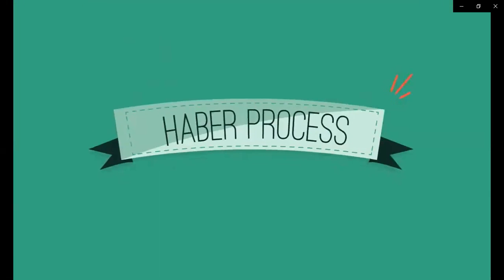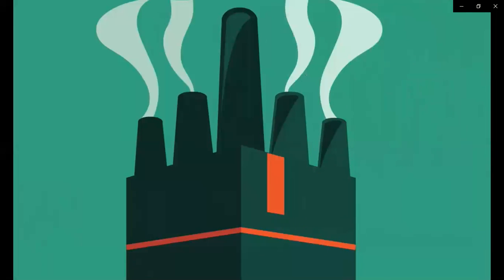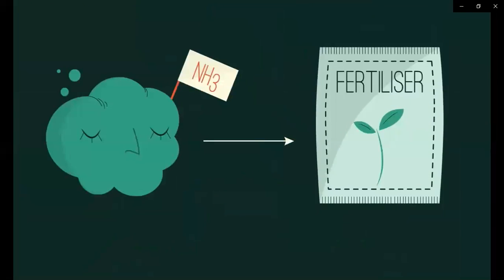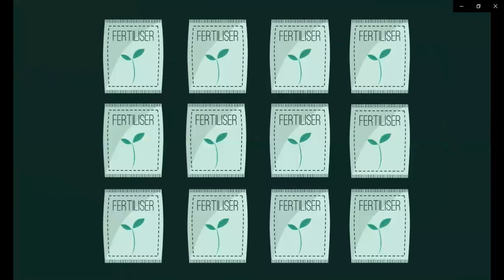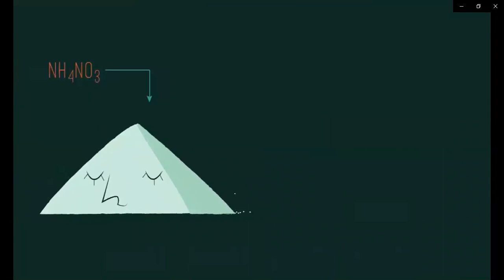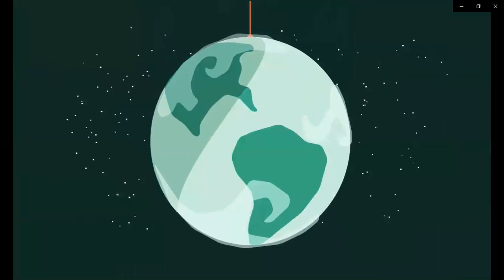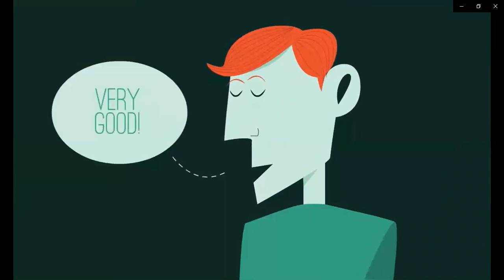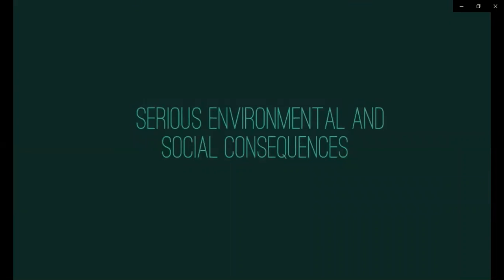The Haber process has enabled ammonia to be produced on an industrial scale. Ammonia, as we know, can be used to make fertilizers. The large-scale production of ammonia-based fertilizers, such as ammonium nitrate and ammonium sulfate, has made it possible to sustain global food production. Although it may seem as if this is a good thing, there are actually very serious environmental and social consequences from the overuse of these fertilizers.